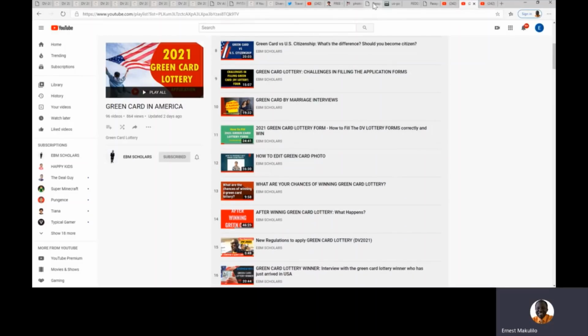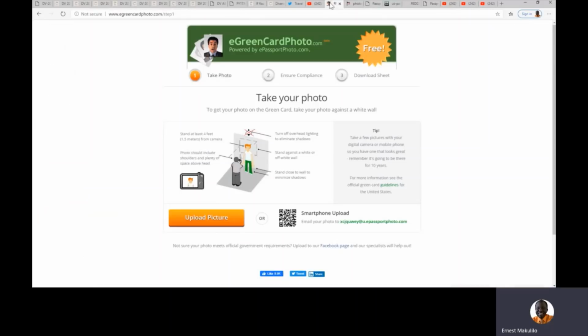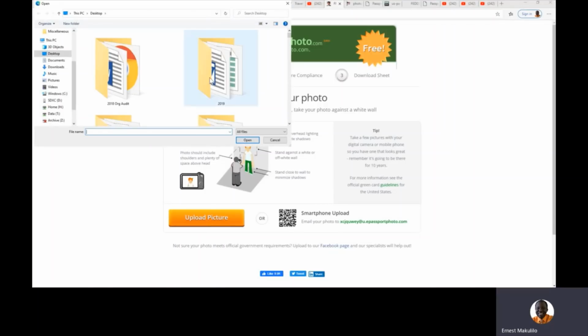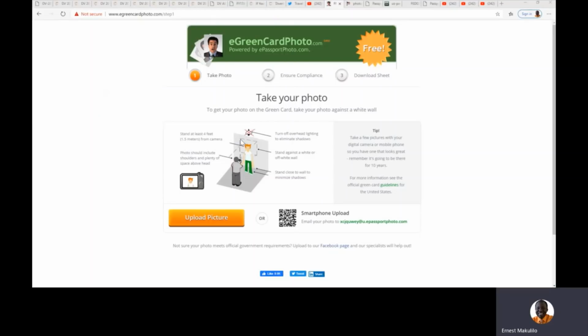And I'm going to show you the quicker way to edit these photos. So this is the website, it's called egreencardphoto.com. This is what I use. What you need to do is a very simple process, you can do it within even 1 minute. You upload the photo. I've already put the photo here.